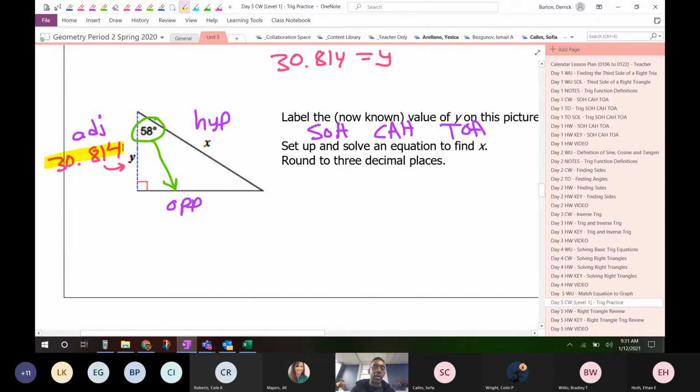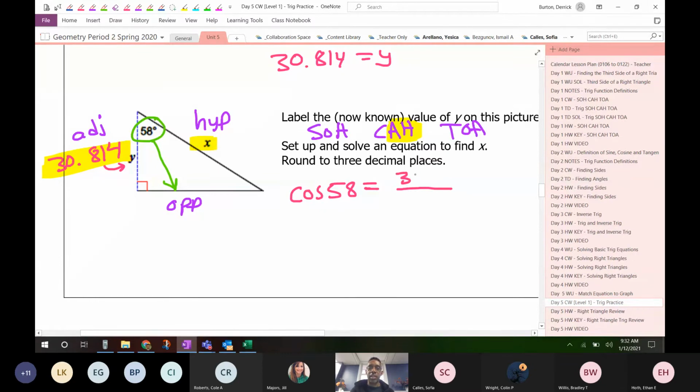Well, we've got the 30.814 and we've got the x. Those are the two sides we're dealing with. That's adjacent and hypotenuse. Adjacent and hypotenuse. That tells us to set up the cosine function. So we will go cosine of 58 is equal to adjacent over hypotenuse.